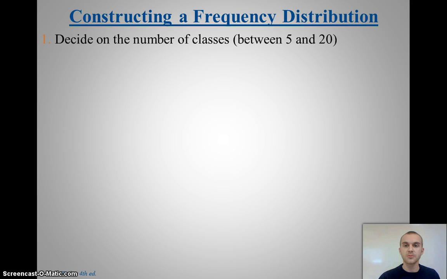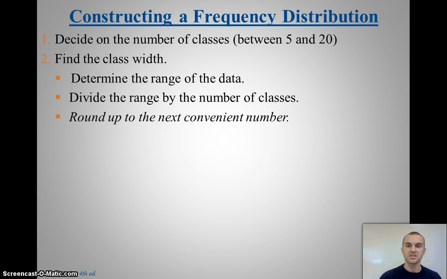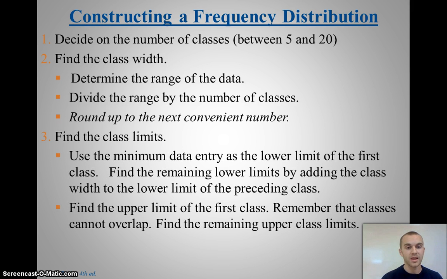Now if I want to construct a frequency distribution, I first need to determine how many classes I want. Then I need to find my class width by finding the range of the data and then dividing it by the number of classes and rounding up to the next number, even if that range had come out as a whole number. Then I need to find my class limits.